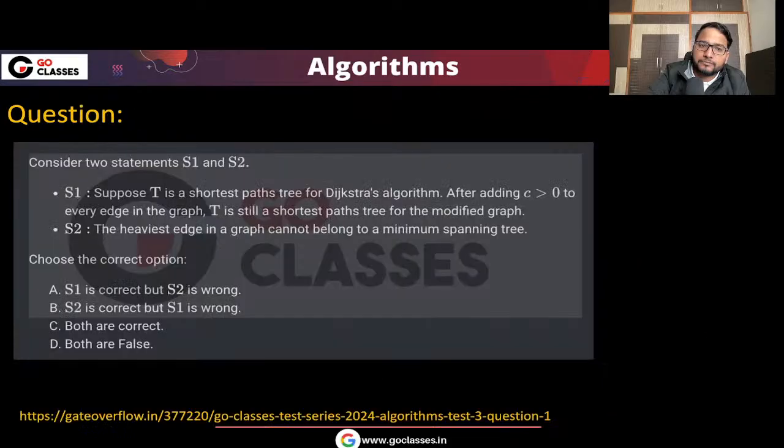Okay. Now let's see this question. What they are saying, consider these two statements, S1 and S2. Suppose T is the shortest path tree using the Dijkstra algorithm. After adding C greater than 0 to every edge in the graph, T is still the shortest path. Okay, we have already seen this, right? So this is no. I mean, in the previous lectures, we have already seen this.